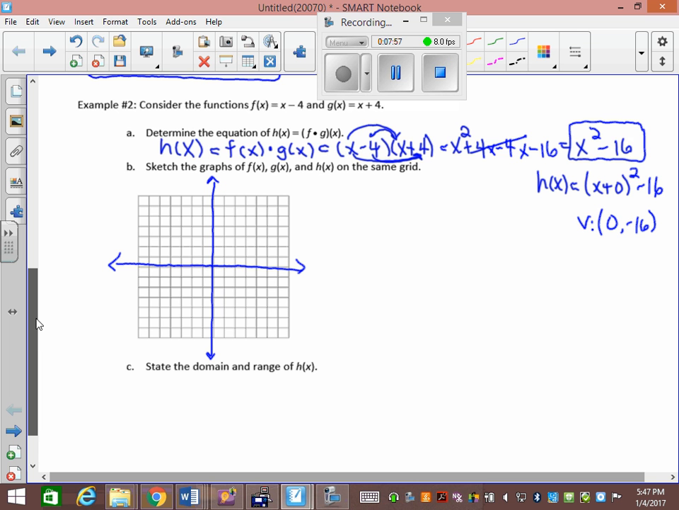So I know that I'm going to have to probably change my y scale or else this graph isn't going to work. So I'm going to make my y scale be 4, and I'm going to make my x scale be 1. So it's going to go up by 1s on the x and 4s on the y. So I'm going to draw f of x first. F of x is x minus 4.